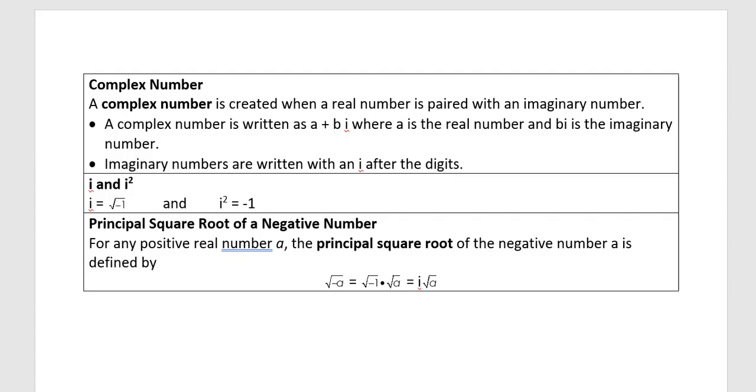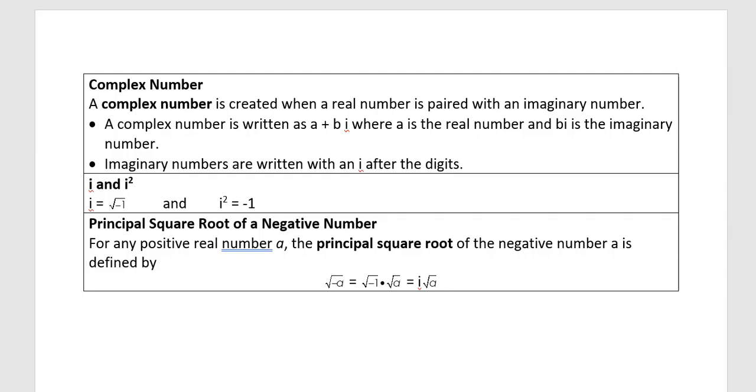All right, so in this section we're going to look at complex numbers, and what that entails. Well, a complex number is created when a real number is paired with an imaginary number. A complex number is written as a plus bi, where a is the real number part and bi is the imaginary part. Imaginary numbers are written with an i after the digits.